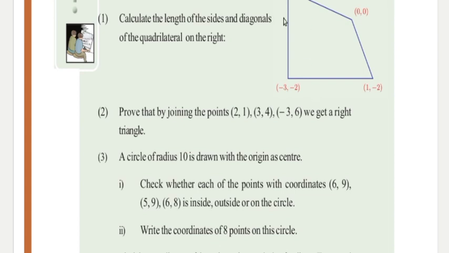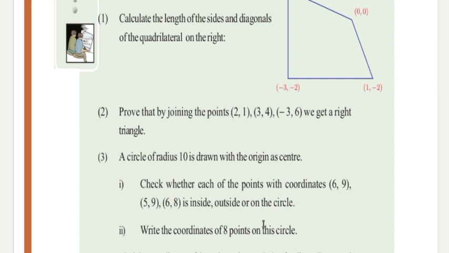Okay, similarly we can find the other sides of the quadrilateral and the diagonals of this quadrilateral. 2 diagonals are there. You can find the diagonals of the quadrilateral. Notes of this exercise will be given through WhatsApp. Okay, thank you. That is the end of our chapter.